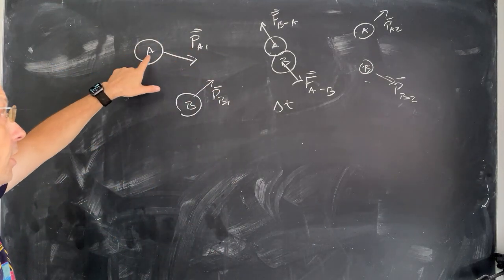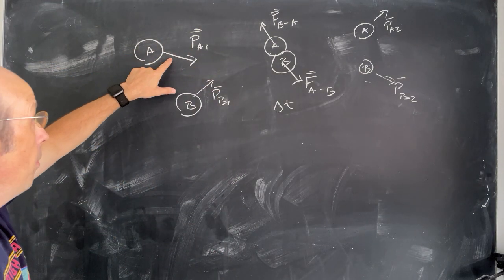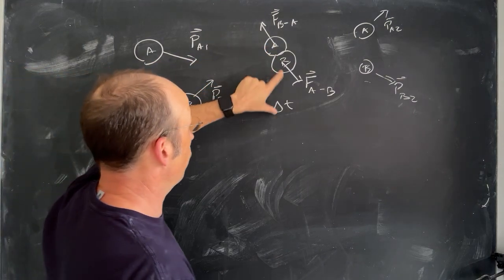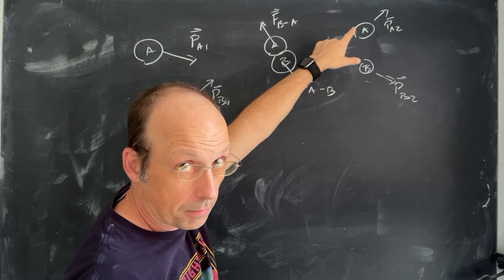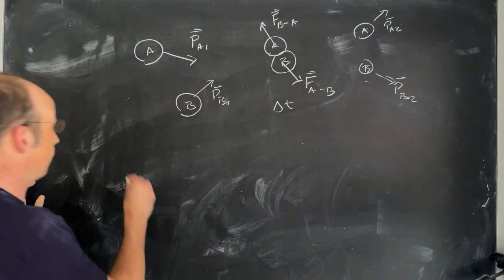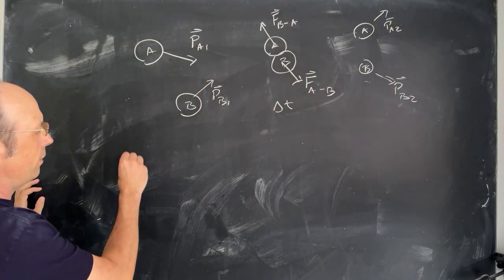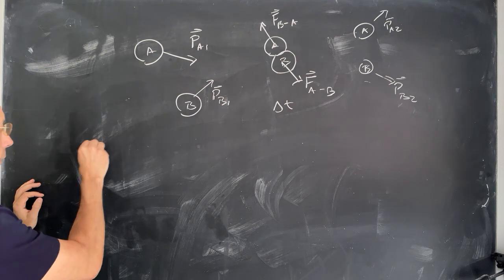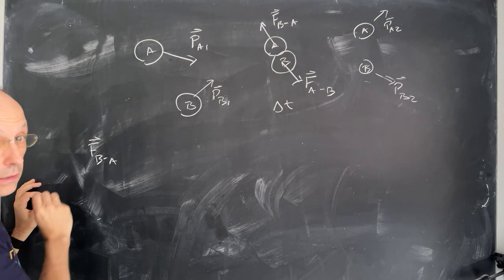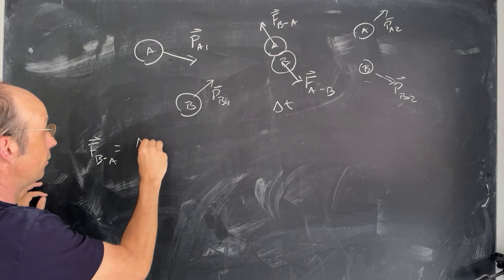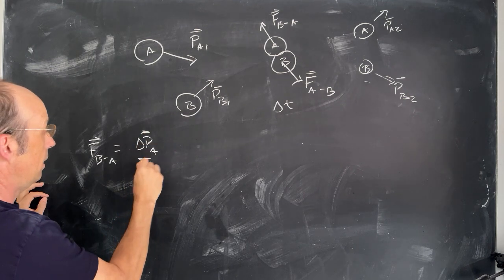Well, if you just look at object A, it has a momentum, then it has a force for some time, and then it has a new momentum. So it has a change in momentum, and we can write the momentum principle as the following. I'll write it out the long way. F_B on A, that's the only force acting on it in this case, is equal to delta P_A over delta t.